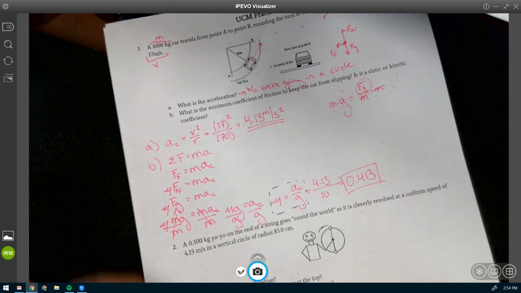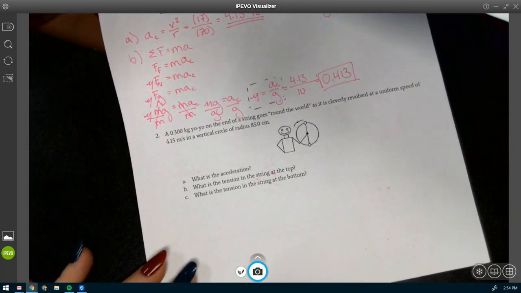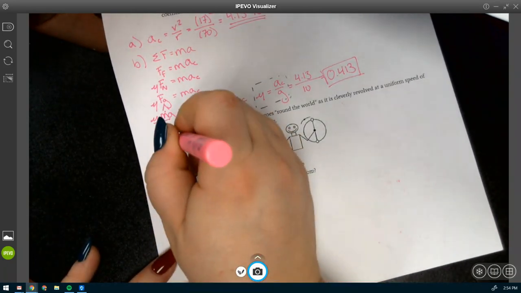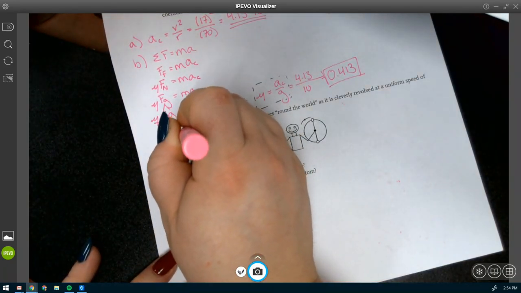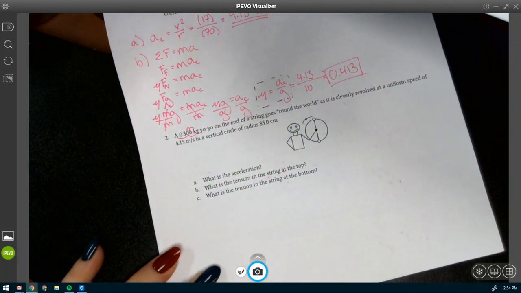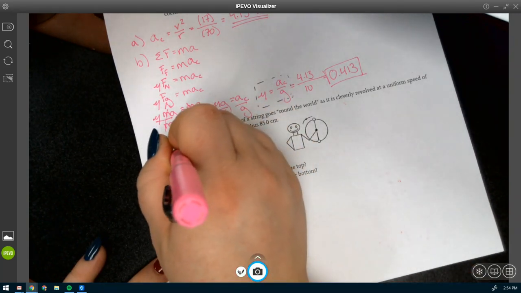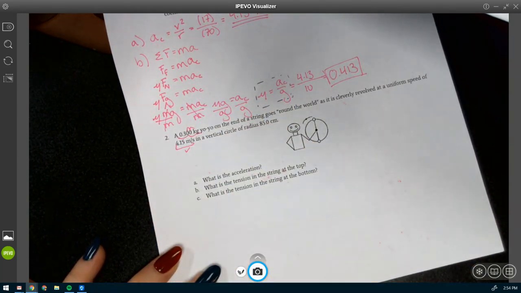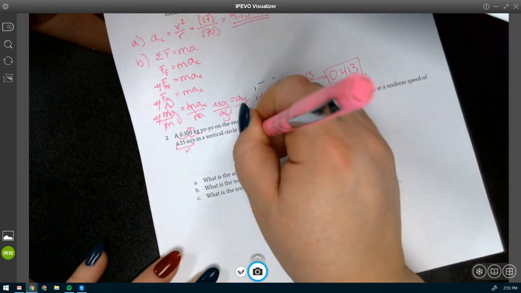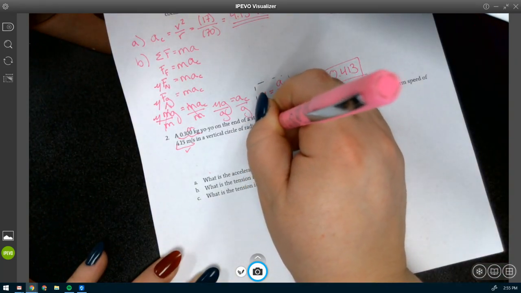All right, we're going to do one more and then I'll stop talking at you. So we've got a 0.3 kilogram yo-yo. So this is our mass. On the end of a string, it goes around the world as it is cleverly revolved at a uniform speed of 4.15 meters per second. So that's our velocity. In a vertical circle of radius 85 centimeters. The first thing I noticed is that this is in centimeters. We don't use centimeters, we use meters. So R is equal to 0.85.